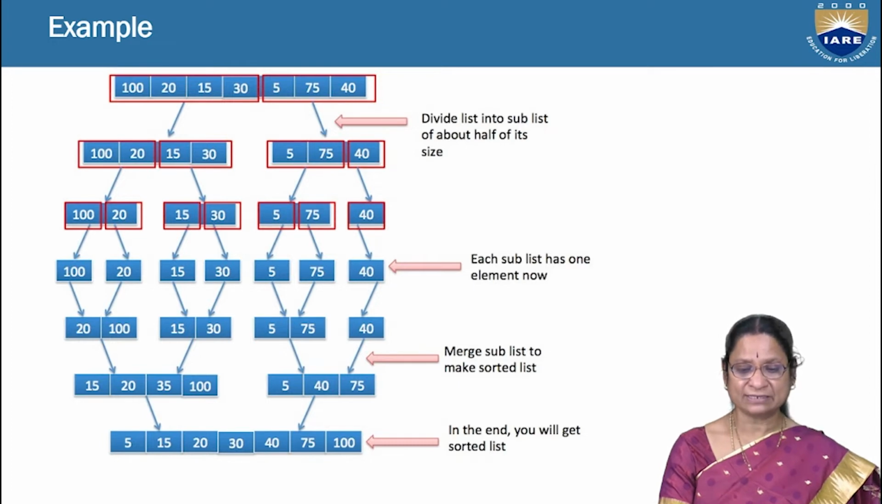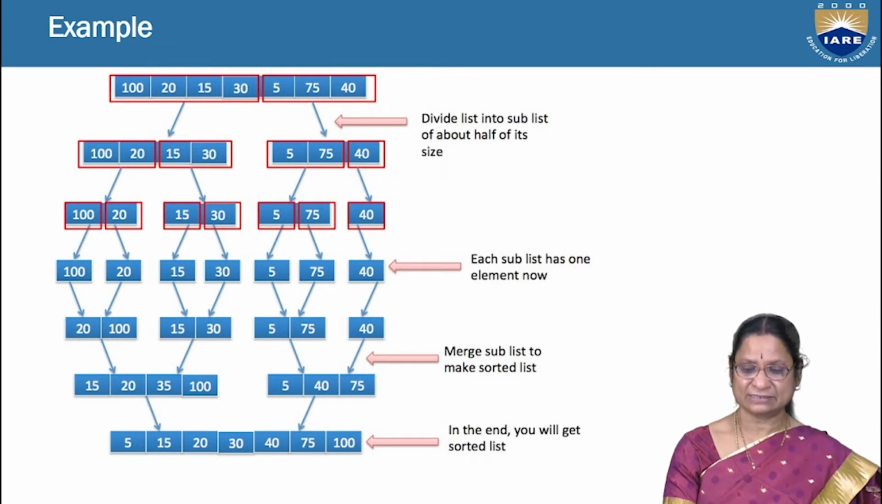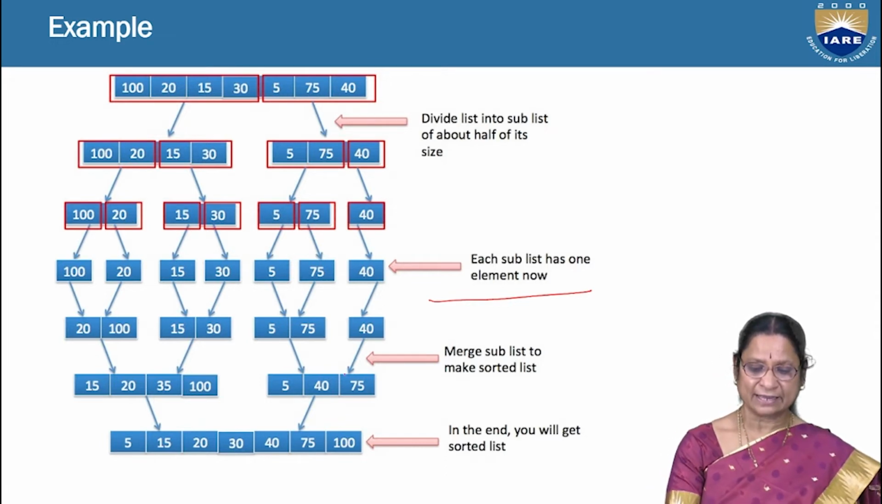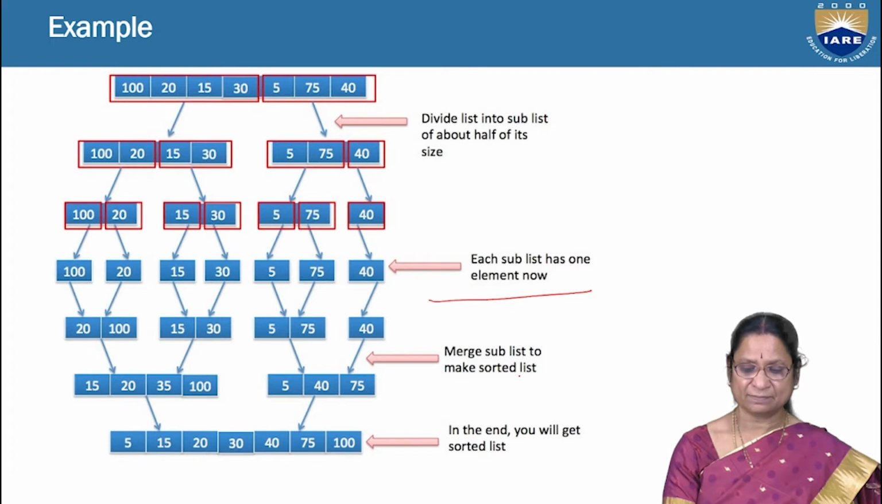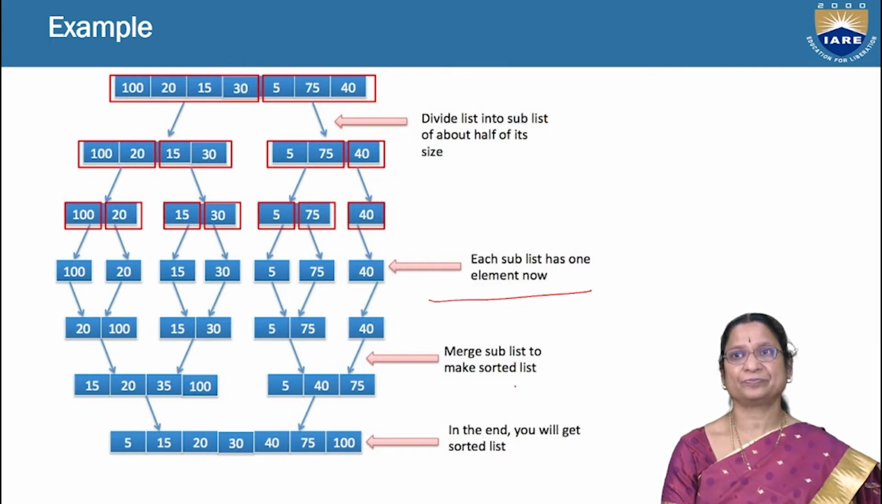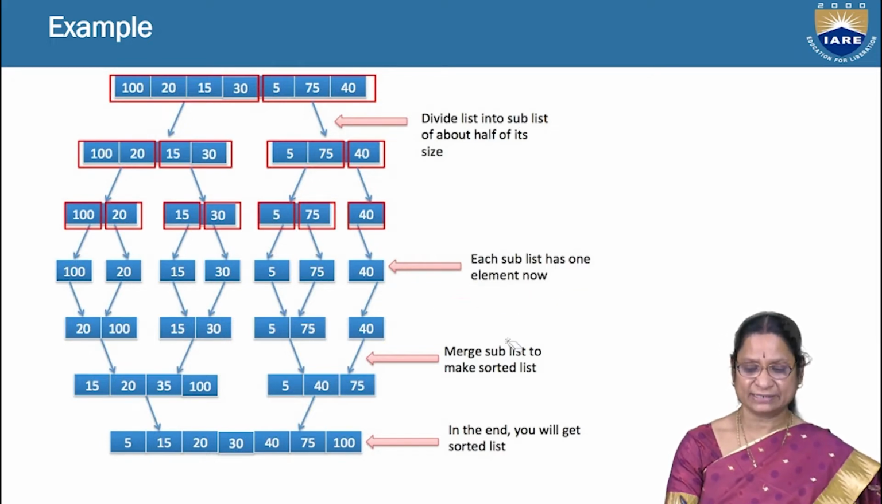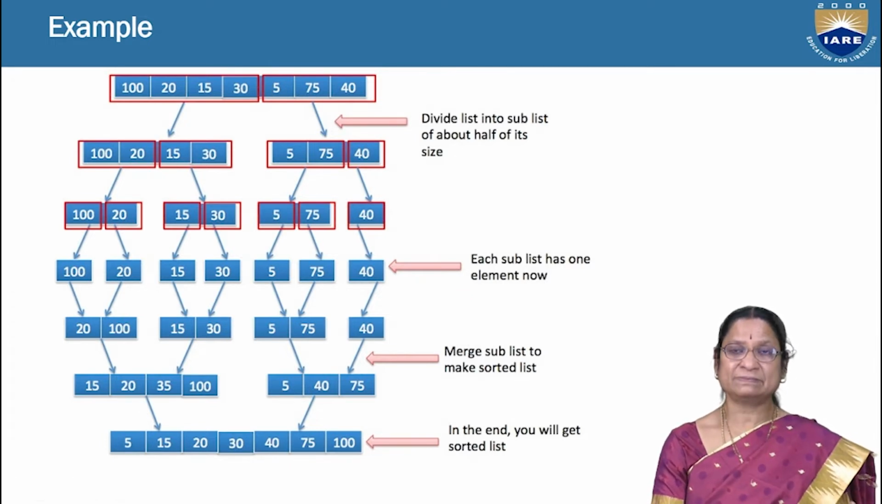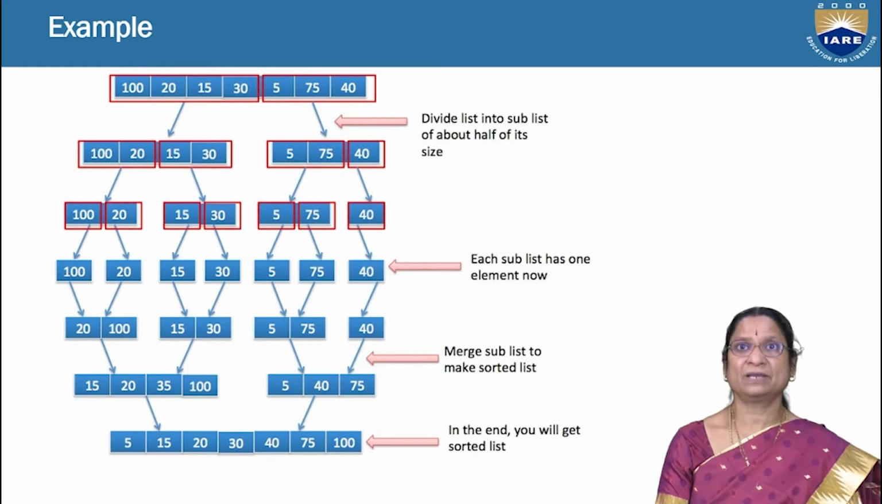So this is the given list. Divide into sublists. This division is continued. Each sublist has one element now. Now, the recursion process starts working in upward direction, the merge process. As I explained to you earlier, merge sublists to make the sorted list. At the end, we will get the sorted list in the same array. In the previous slides, I explained how the respective indices are going to be considered. Now, this is the way we are going to represent the data actually.